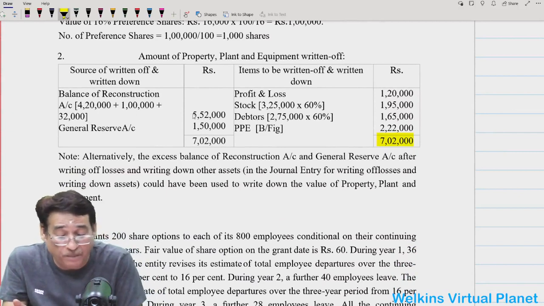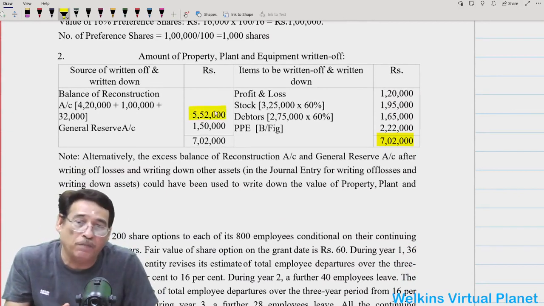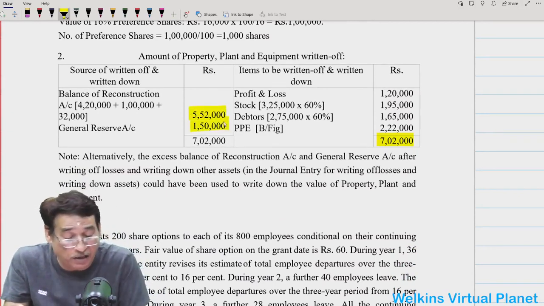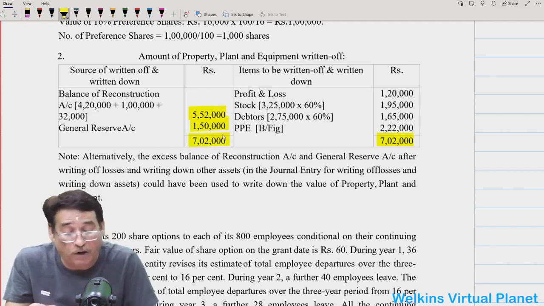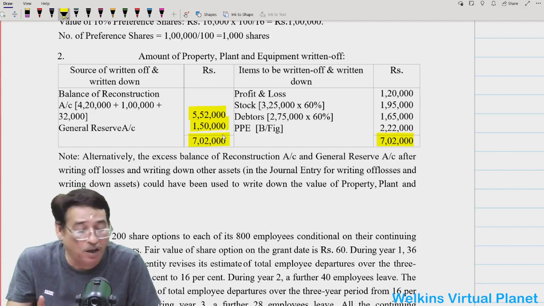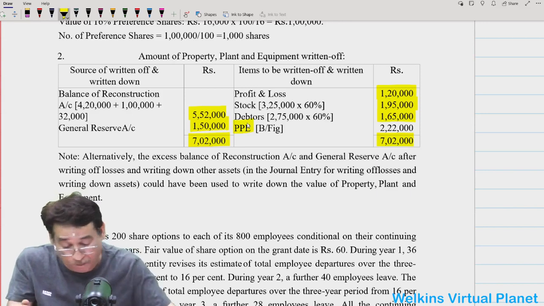You had 5,52,000 by way of reduction in capital and then 1,50,000 by way of general reserve. So total amount which you are having is 7,02,000. Out of 7,02,000, you utilize 1,20,000 to write off profit and loss account, 1,95,000 you wrote off stock and likewise debtors. So balancing figure 2,22,000 will be used in writing off property, plant and equipment. This we have already done.